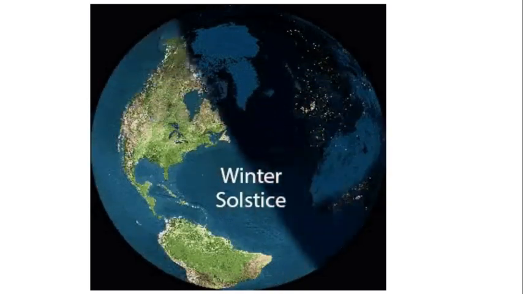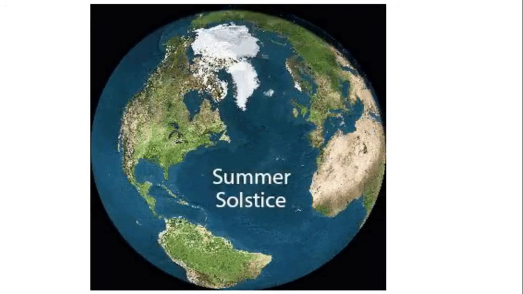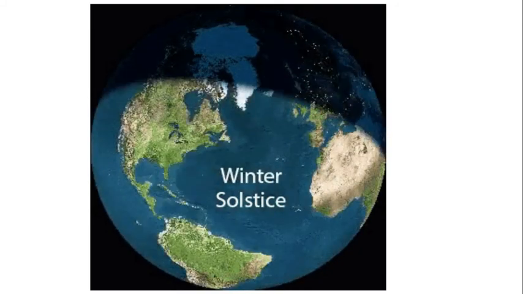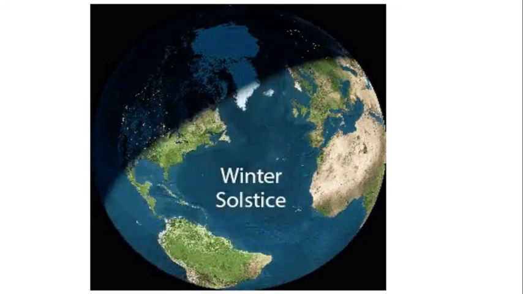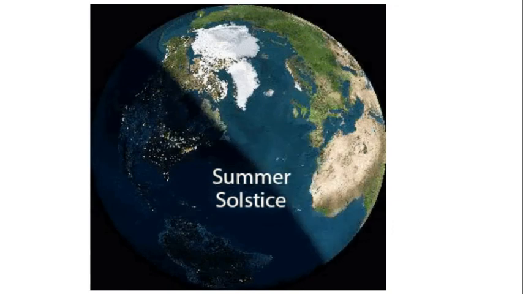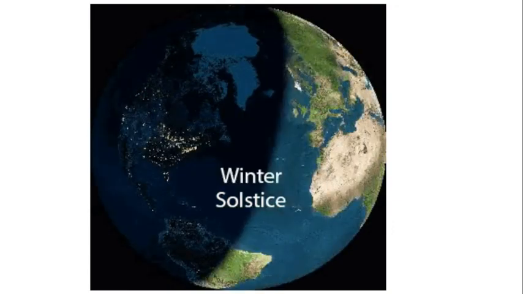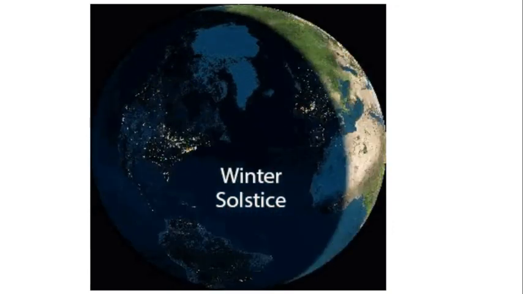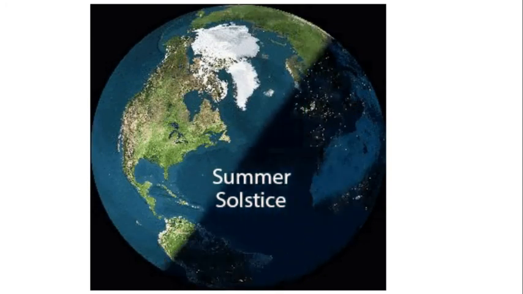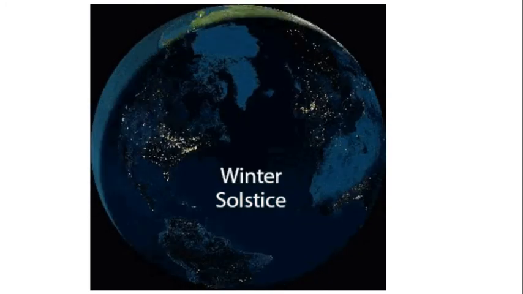So this graphic right here shows the distribution of light during summer and winter solstice. Notice that in summer solstice, it's hitting the top of the Earth, or the northern hemisphere, whereas the winter solstice is mostly hitting the bottom of the Earth, the southern hemisphere.